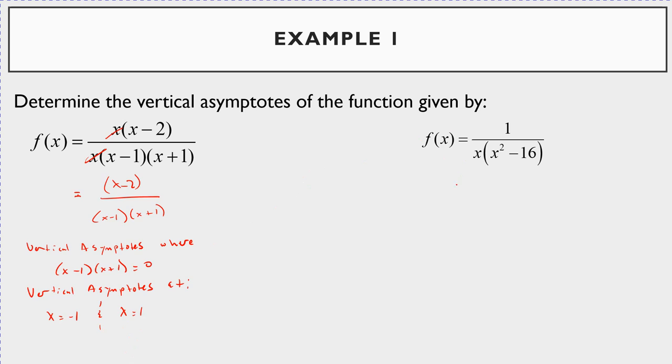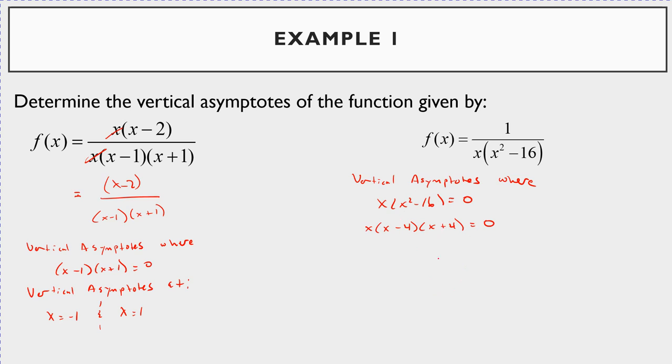All right, now look at this function. This function is already simplified, okay? So then you're just going to look at the denominator, and we're going to have vertical asymptotes where this entire denominator is equal to 0. So you can factor this x squared minus 16, right? It factors into x minus 4, x plus 4, because it's the difference of two squares.